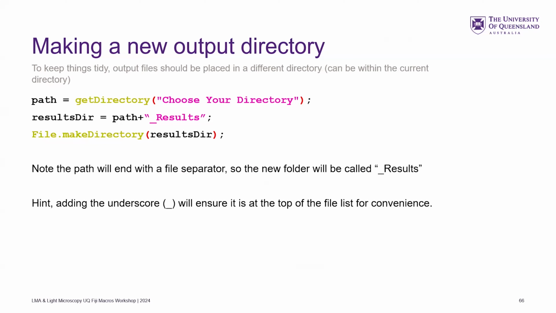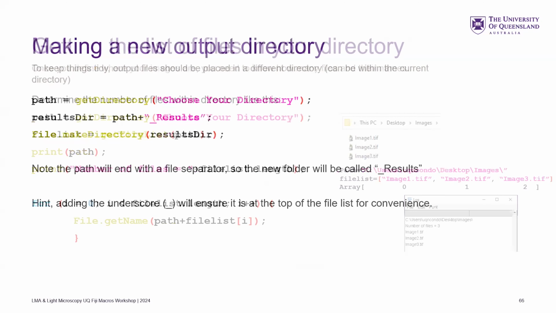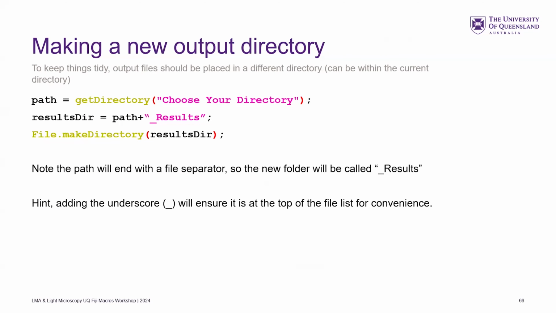So what I would normally do is, you've got your path that's defined. You can say that my results directory just equals that location plus underscore results. Now, the path that it got before ends with a slash, so I don't need to add another file separator. I put an underscore because in operating systems, underscore puts that at the top. So underscore comes before A, so alphabetically, it's just at the top.